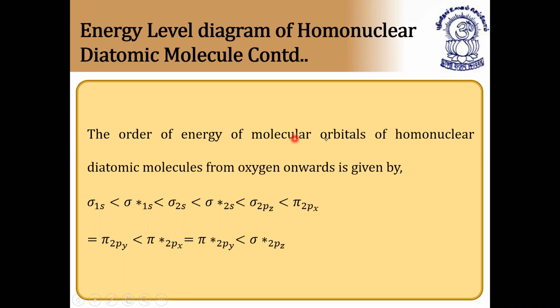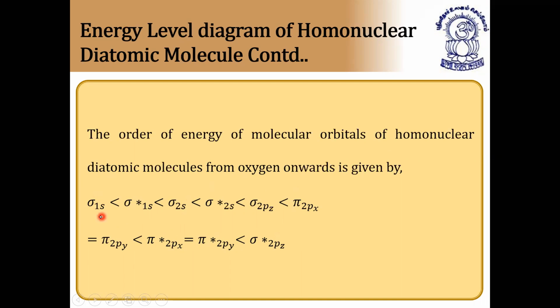Similarly, the order of energy of molecular orbitals of homonuclear diatomic molecules from oxygen onwards, meaning oxygen, fluorine and neon, we have to follow this because maximum we can fill up 20 electrons: 2, 4, 6, 8, 10, 12, 14, 16, 18, 20. Maximum for 20 electrons only we have this type of molecular orbital diagram, and that too for homonuclear diatomic molecules. And for oxygen, we have to use this order.